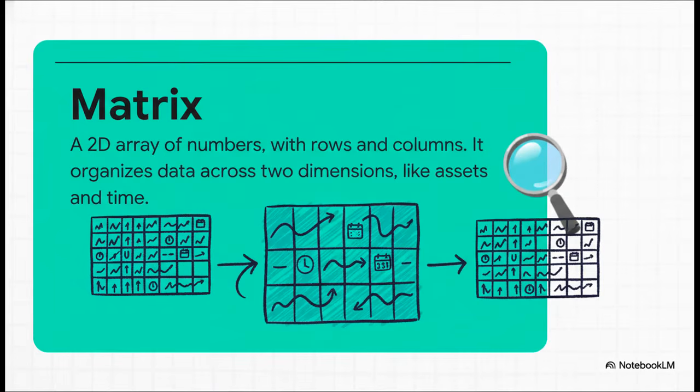So if a vector is a single list, what's the next level up? Well, that would be the matrix. If a vector is a list, you can think of a matrix as a grid or a spreadsheet. It's got rows and columns. This lets us organize data across 2 dimensions, like assets and time. It's like a financial time-lapse, capturing everything in one structure.